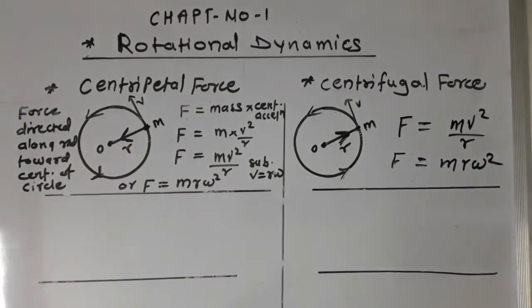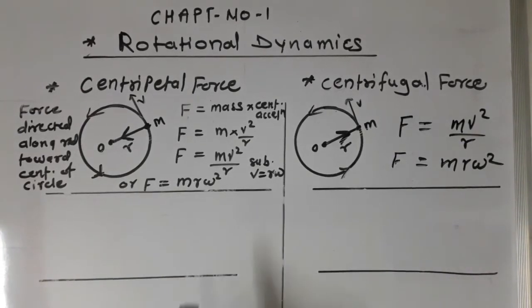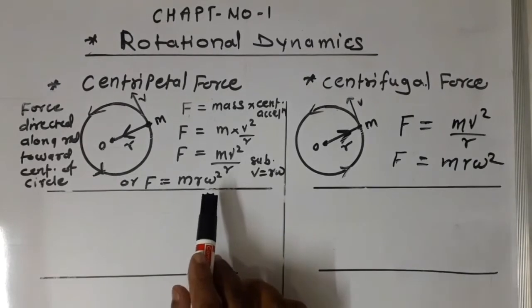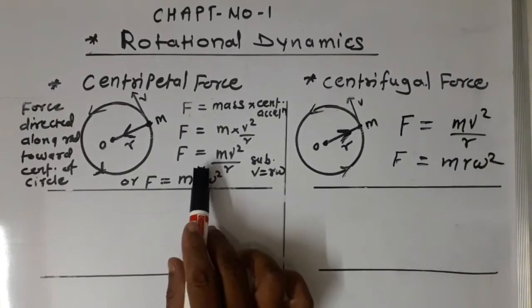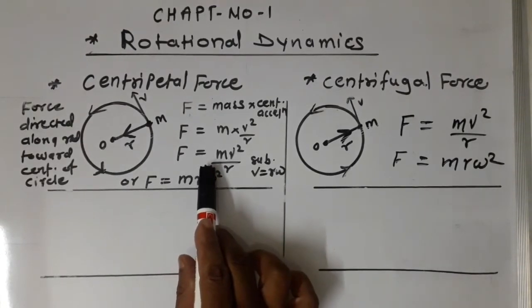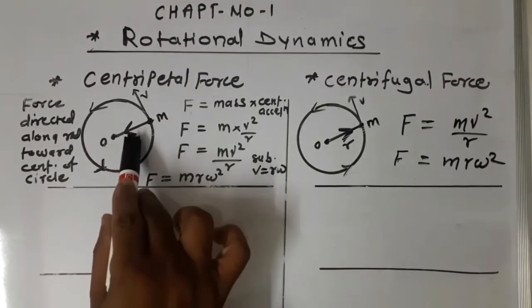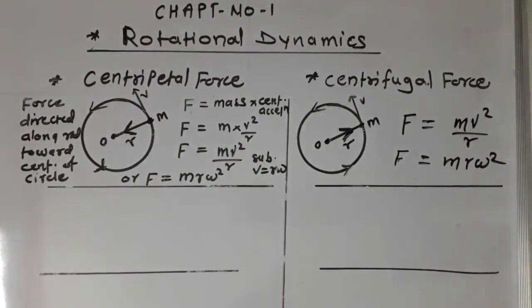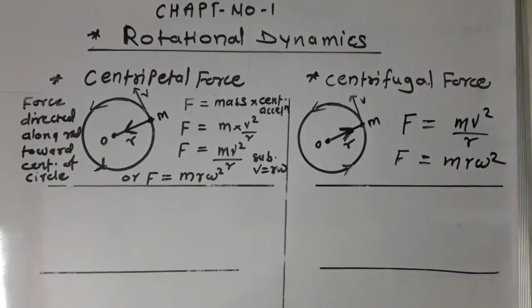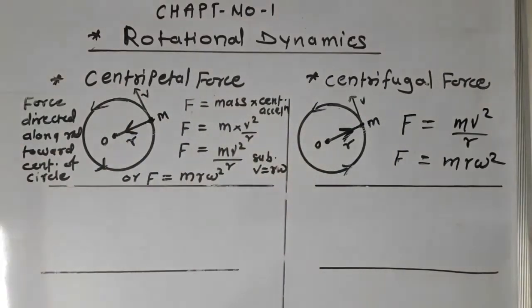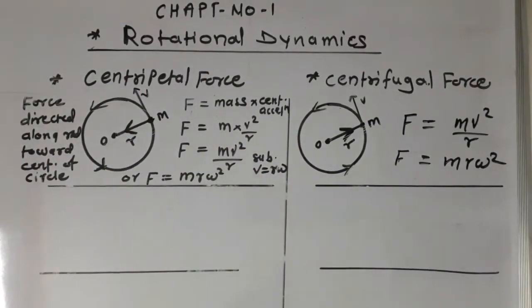And another example is the whirling of a stone. This is an example of centripetal force. A stone is tied at the end of a string and revolved in a horizontal circle, and the tension in the string provides the necessary centripetal force. This is nothing but the centripetal force.